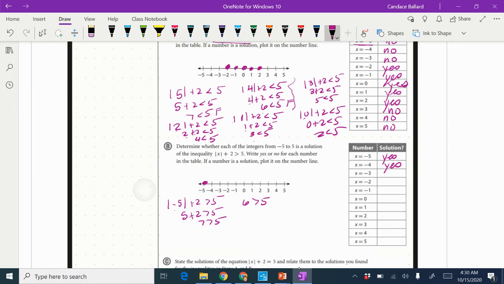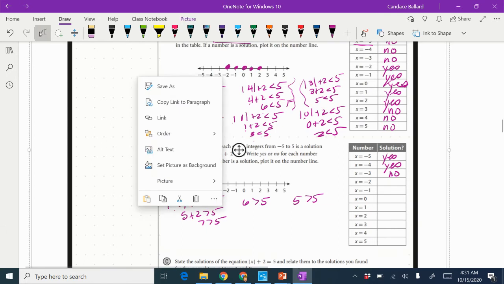And then I'm going to do the 3. So 3 is this one here. We've got the absolute value of -3 is 3, plus 2 would be 5, which is not strictly greater than 5. So that one's a no. So I should have plotted that -4.